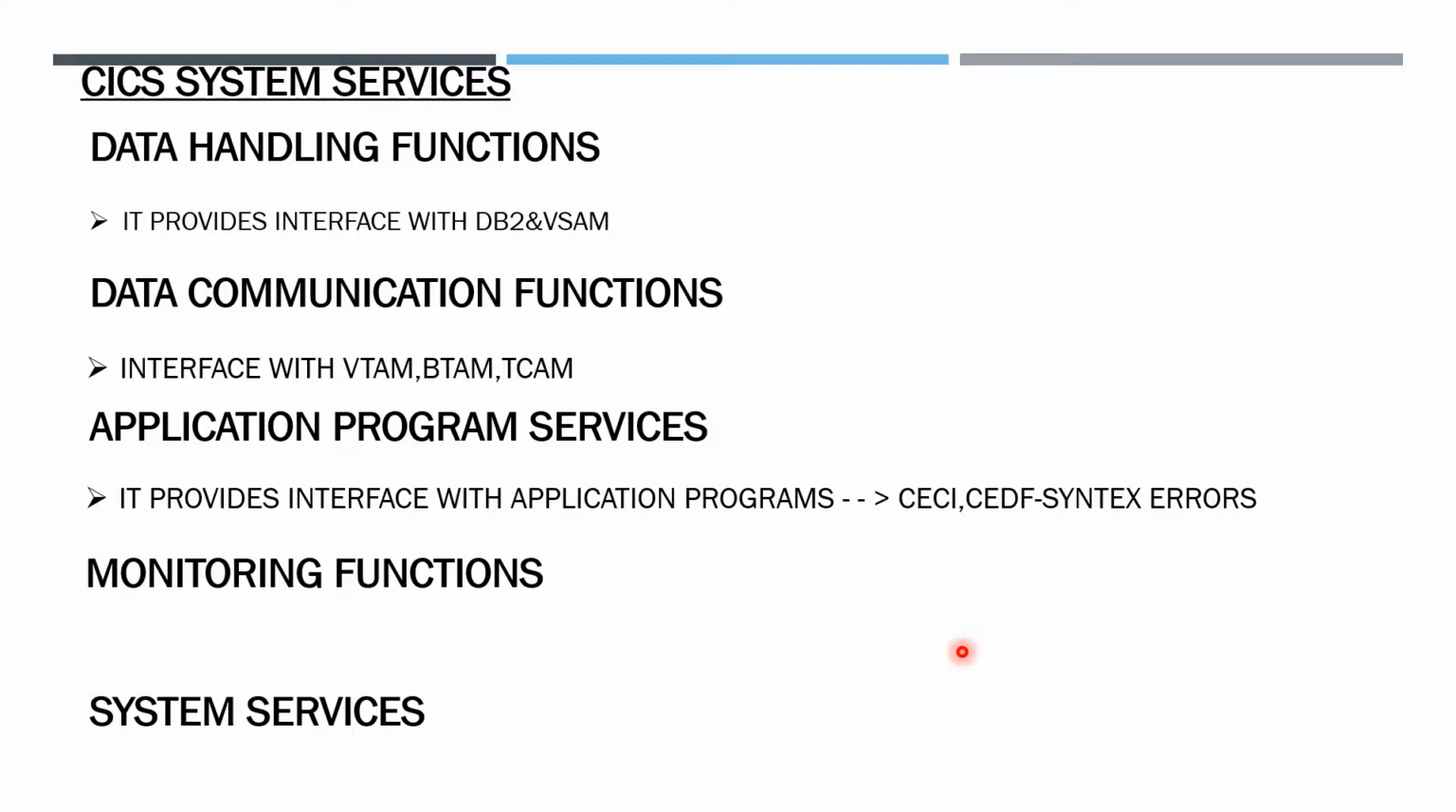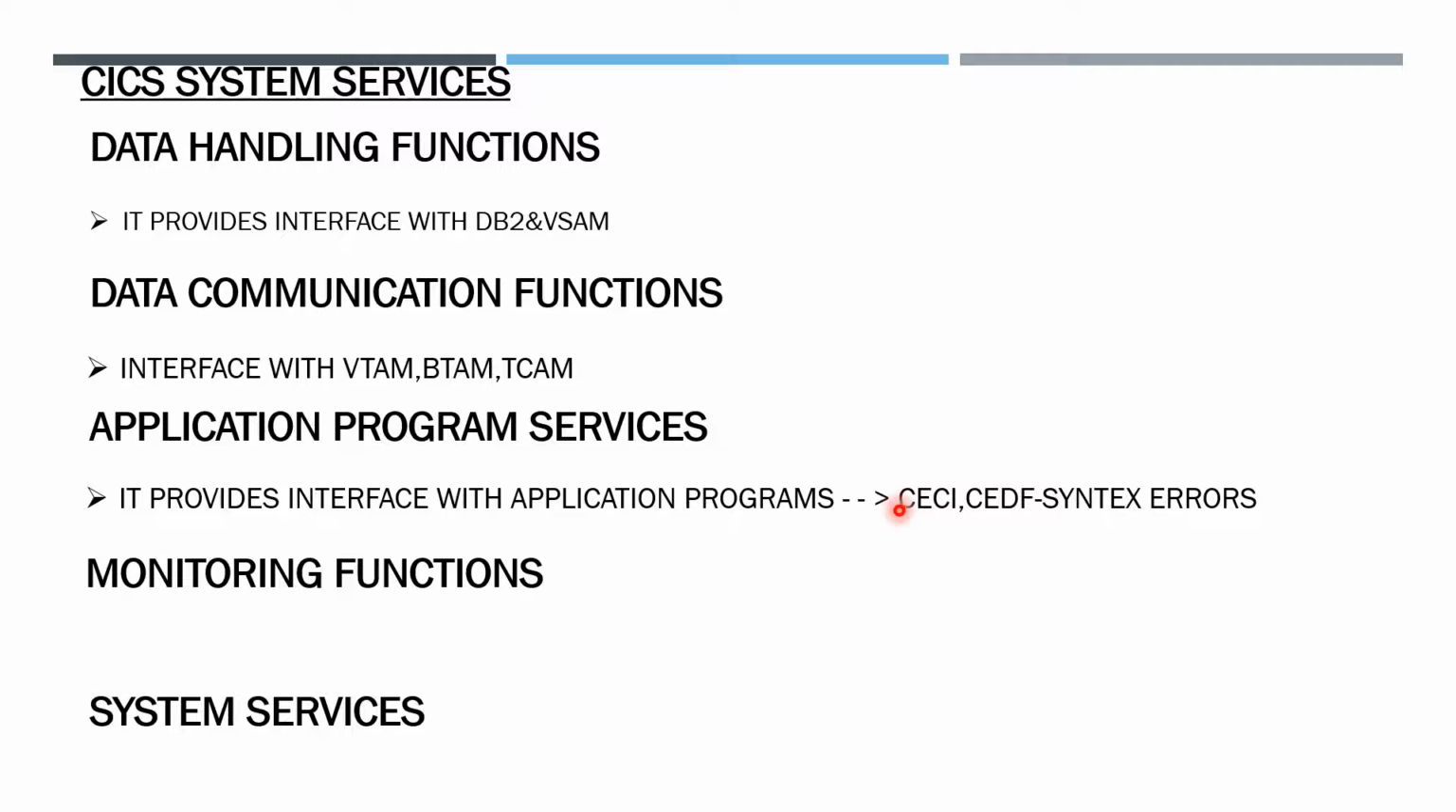CICS execution diagnostic facility. It will run the code and scan the entire code for syntax errors. If any syntax errors are there, they are prompted. If there are no syntax errors, then it will show that the compilation is successful. It compiles the code and scans for any syntax error.